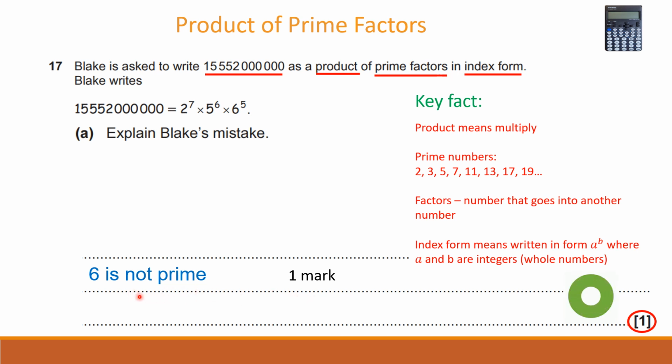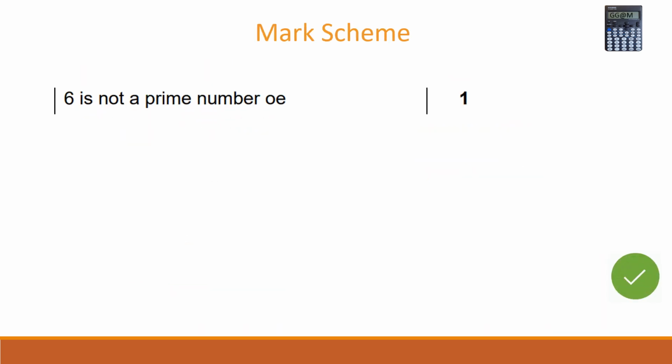Remember, always write your answer on the dotted line and give yourself a tick using a different colour pen to mark your answers. So that's all you needed to look at for the mistake on this question for 1 mark, looking for what this answer here is showing. The mark scheme shows that the answer was worth 1 mark. OE means or equivalent. So if you wrote something equivalent to 6 is not a prime number, then you would still get the method mark.